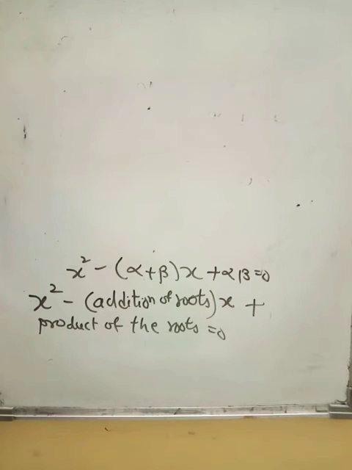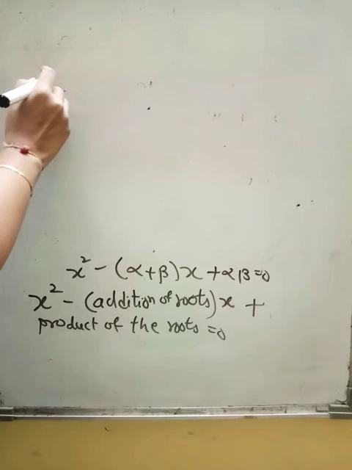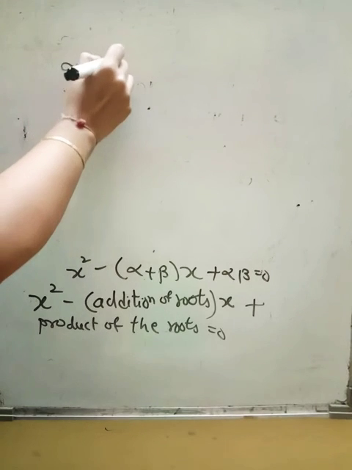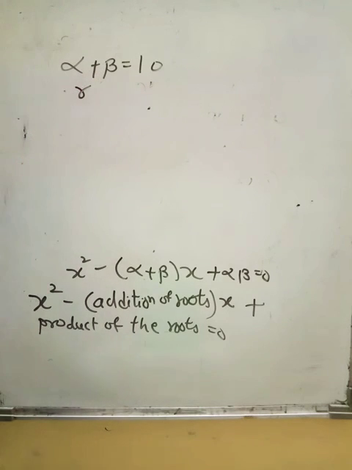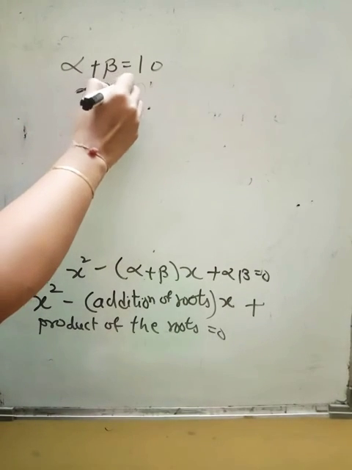So I am on page number 40, activity number 1. Write a quadratic equation if the addition of roots is 10 and the product is 9. Yes? So what they have given: addition of the roots, that is alpha plus beta, they have given as 10, and product of the roots, alpha into beta, they have given as 9.